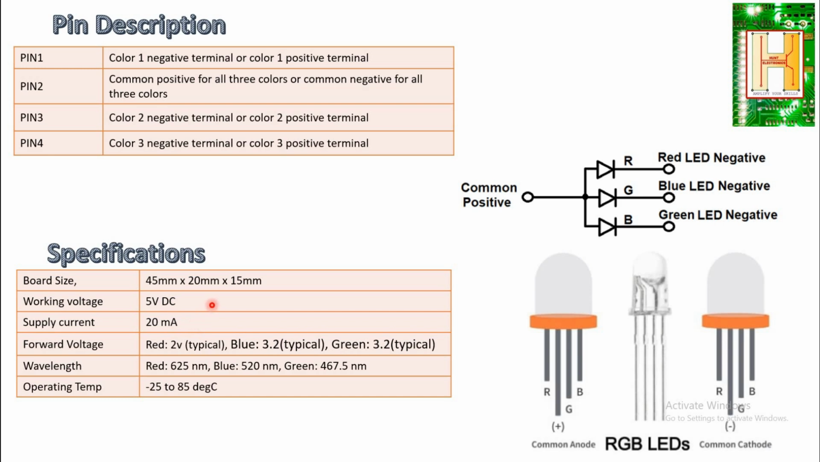It works on a voltage from 3 volt to 5 volt. Supply current, that is forward current, is up to 20 milliamp. Forward voltage is different for different currents. For red it is typically 2 volt, for blue it is 3.2, and for green it is 3.2. If we are talking about the wavelength, for red it is 625 nm, for blue it is 520 nm, green it is 467.5 nm, and the operating temperature is minus 25 to 85 degrees, which is industrial grade. So let us see more about RGB.